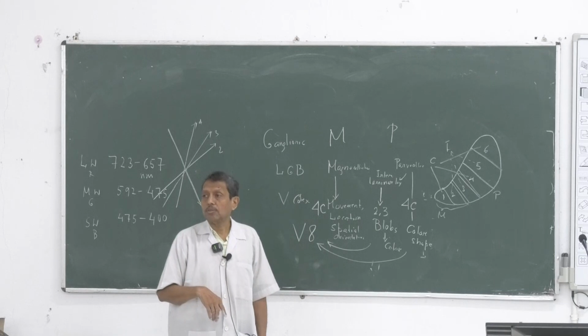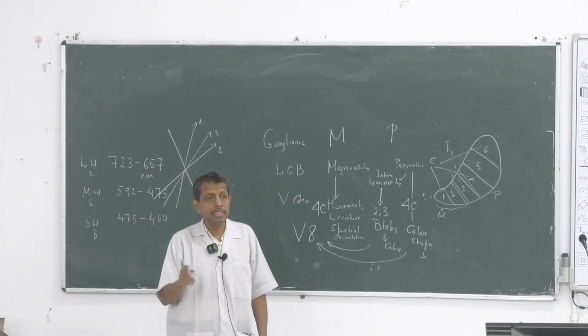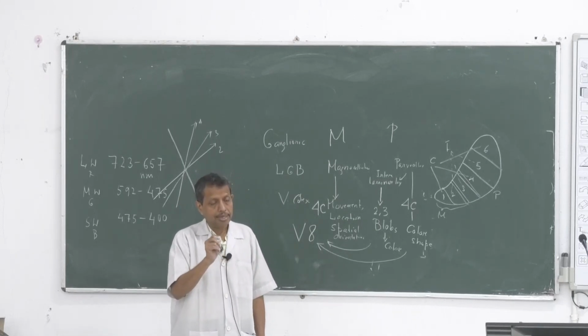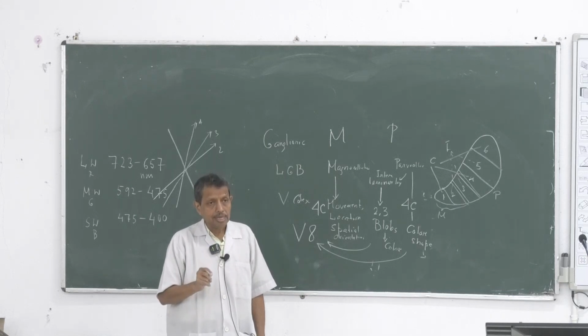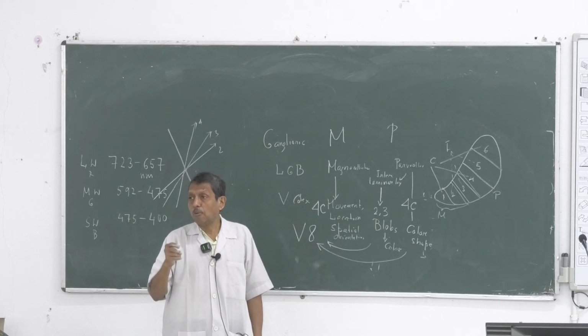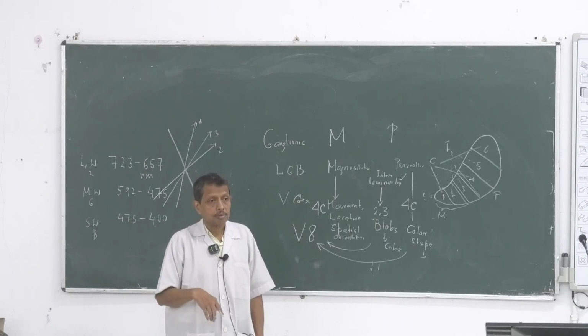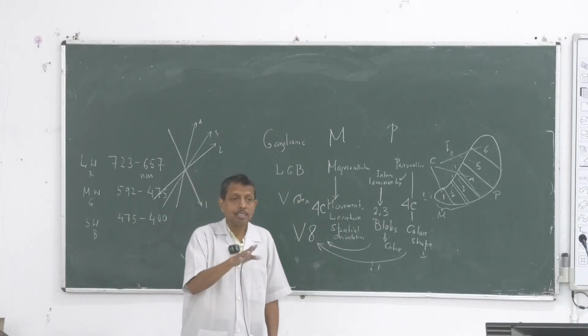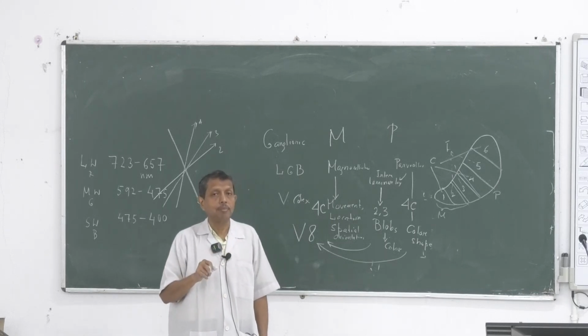Color has three attributes: hue, intensity, and saturation. Hue is the primary color, there is the color, and then there is the intensity, and then is the saturation, that is the freedom from white. So there are three different types of systems ultimately.